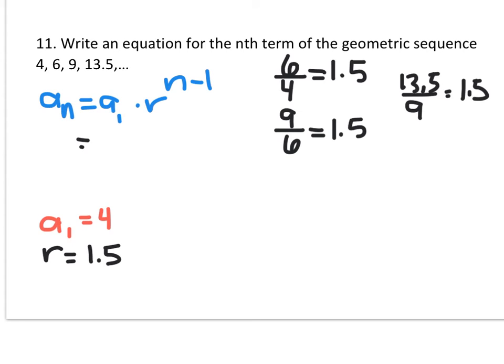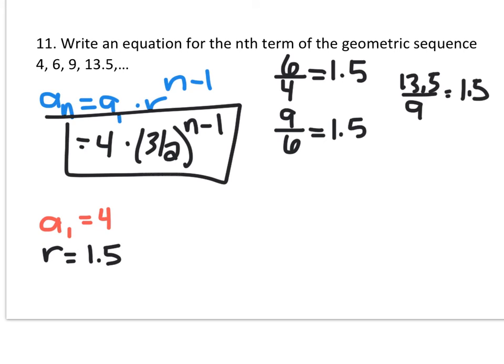So a1 is 4 times 1.5. Remember, I want this as a fraction, which is 3/2, to the n minus 1. That's your answer. 4 times 3/2 to the n minus 1.